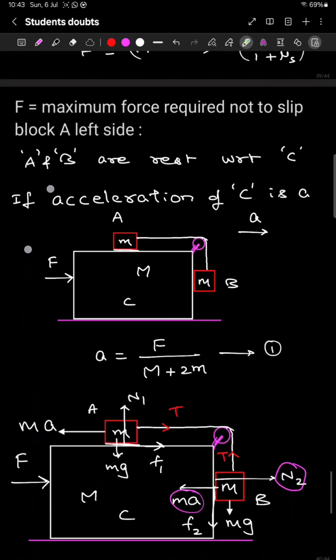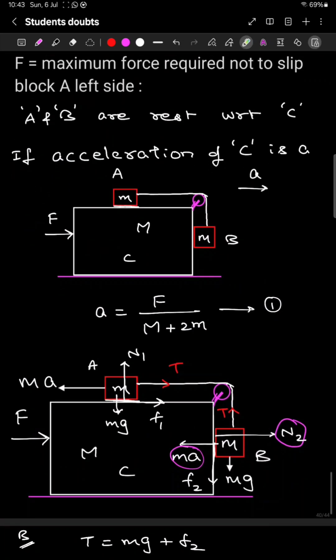The same we should repeat for the maximum force required not to slip. If we increase this force value, then this acceleration will increase, then this pseudo acceleration will increase, and pseudo force will increase. Due to that, in this whole system, this A block will move left side. Now this B block will have a tendency to move upwards. So this tendency is opposed by friction on the right side. That only I had shown here.